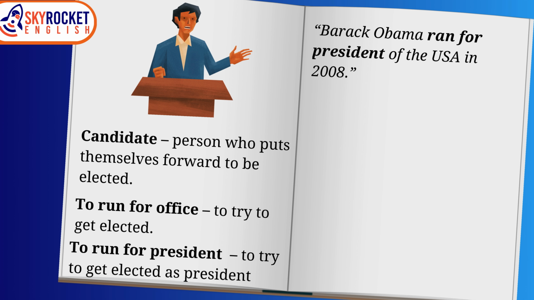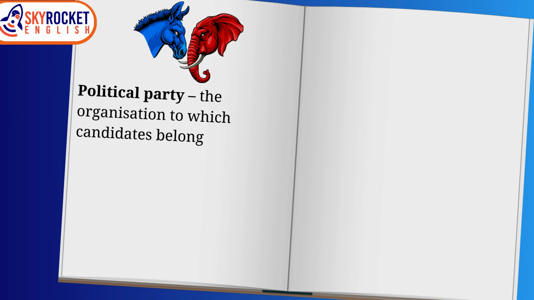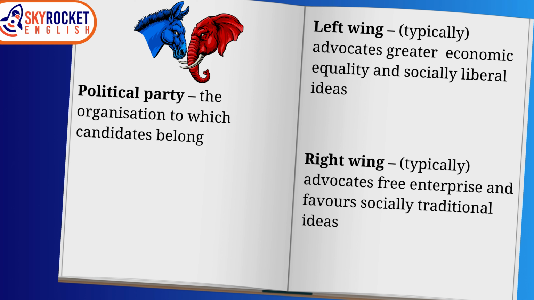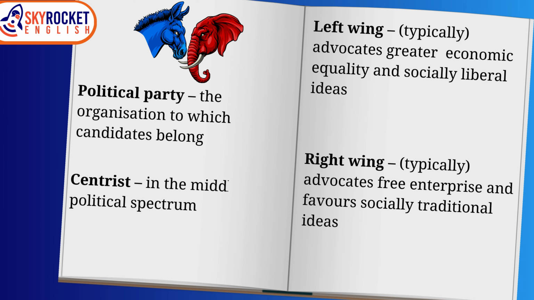Now, let's go on to the organizations of government. For an election to happen, you need political parties, which are the organizations to which candidates belong. Parties are either left-wing, which usually advocates greater economic equality and socially liberal ideas, or right-wing, which usually advocates free enterprise and favors socially traditional ideas. Or there is centrist, which are parties that exist in the middle of these ideas.